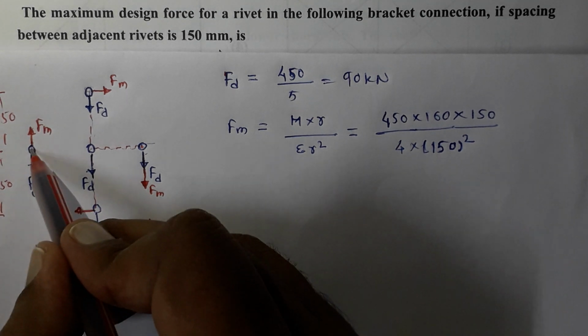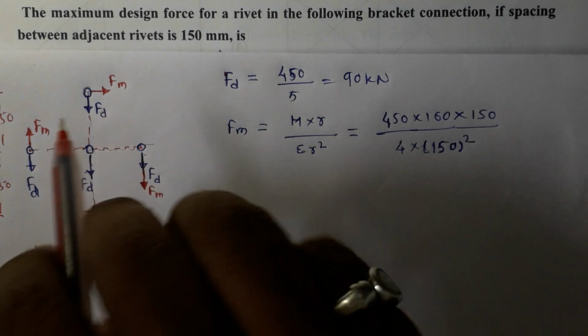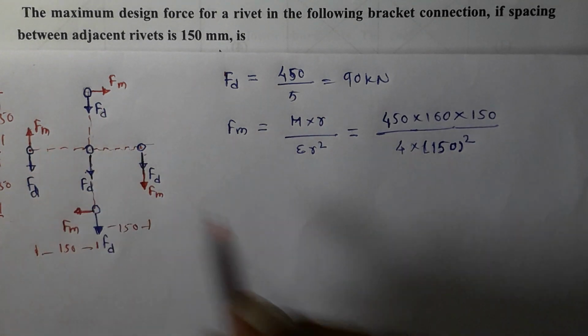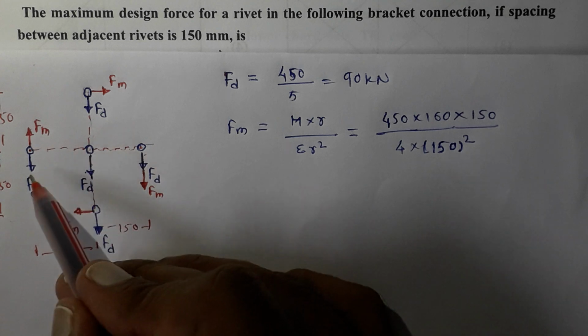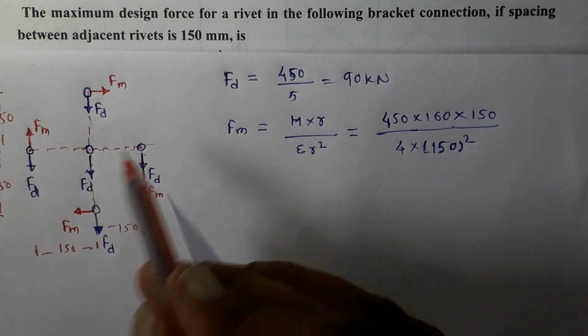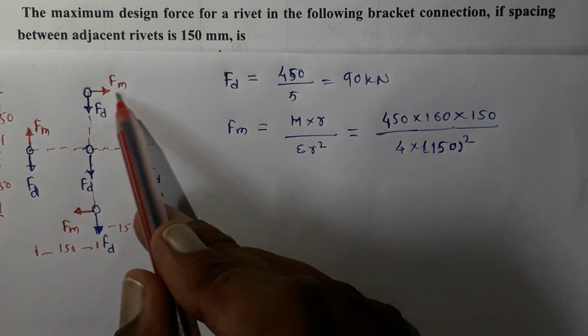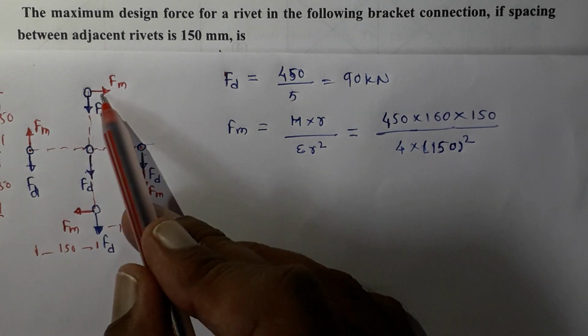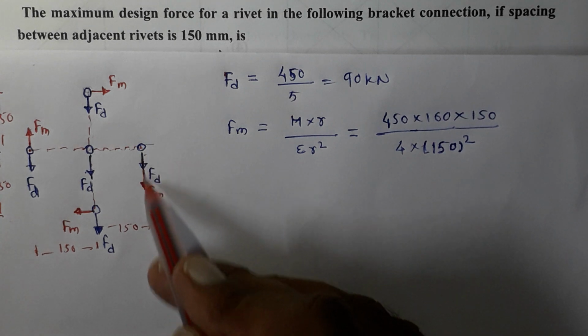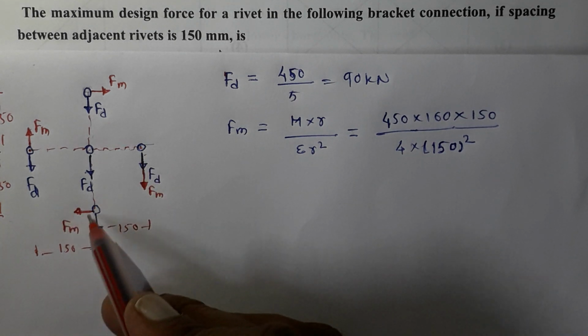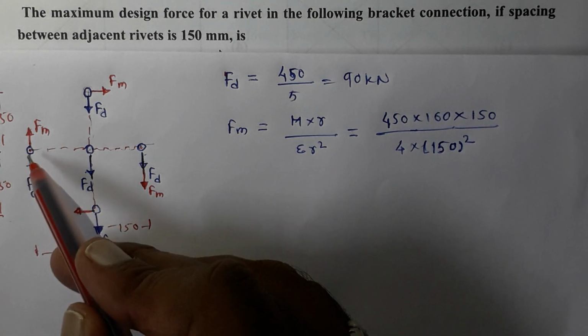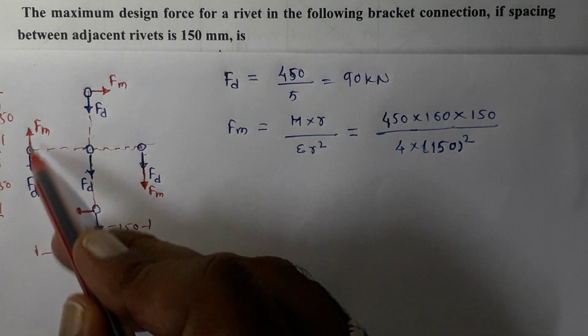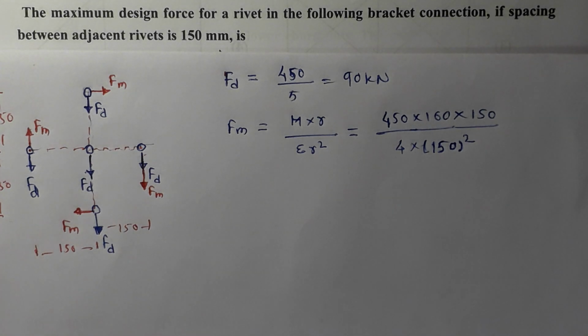For this rivet, it will be acting perpendicular to this radius and in clockwise manner, so it will be acting in upward direction. So we can see that FD is acting in the same direction for all of the rivets, but the direction of FM is different. Here FD and FM are acting perpendicular to one another, with an angle of 90 degrees, and in this case of rivet, FD and FM are oppositely directed. Always while going for the design of rivet, we will have to consider that rivet which is subjected to the maximum value of force.